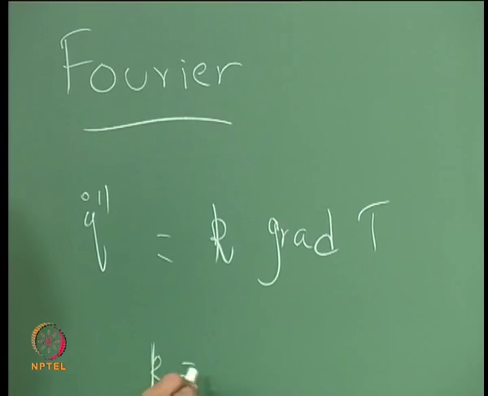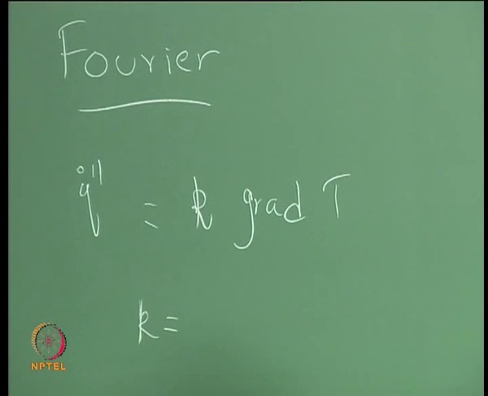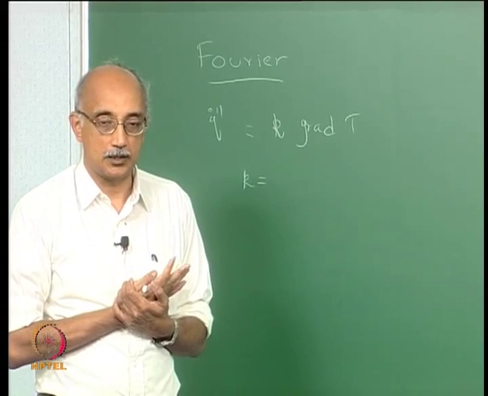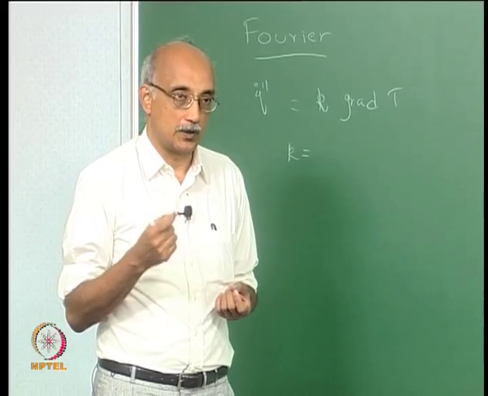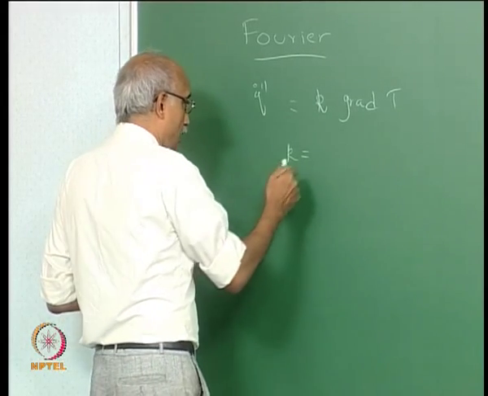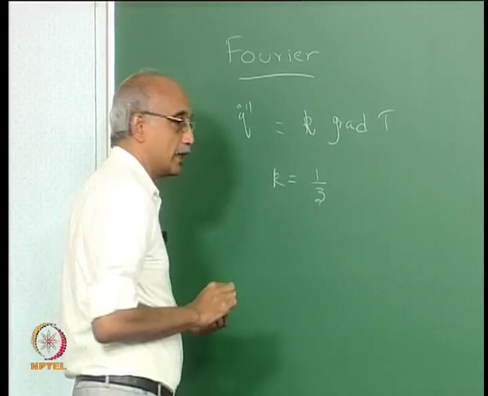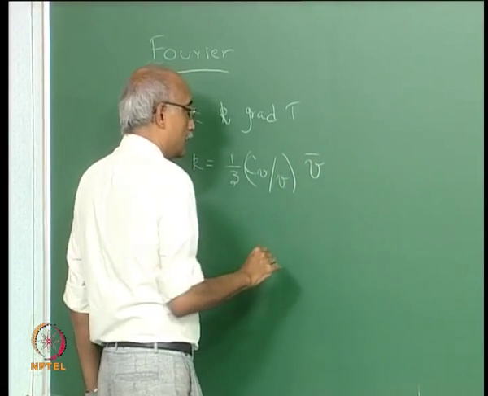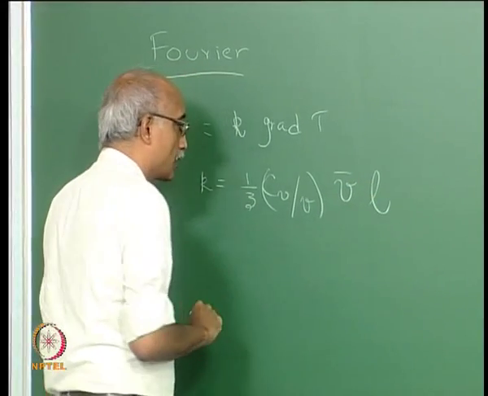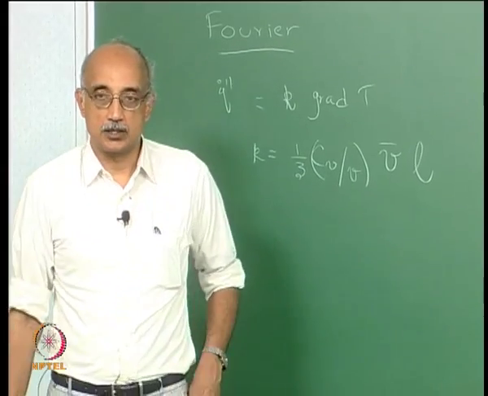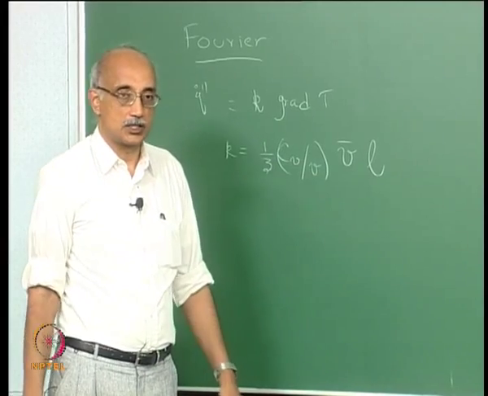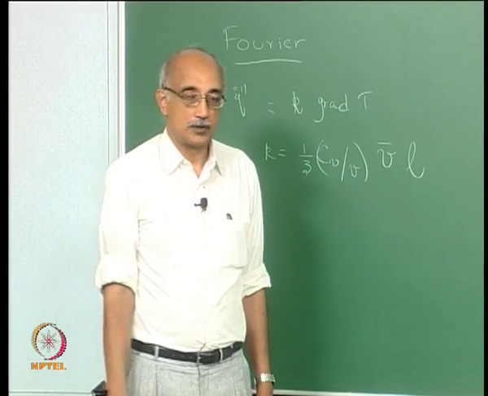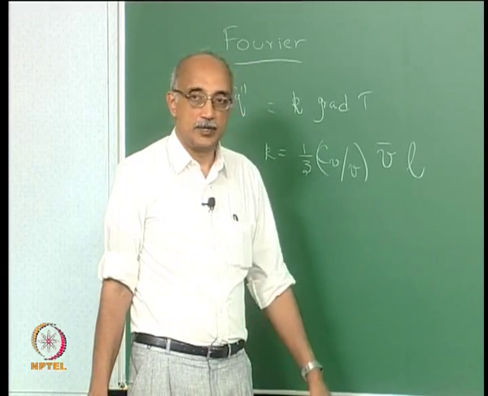Here, thermal conductivity K can either be obtained experimentally. All you have to do is look at heat flux as a function of temperature gradient, and you can extract thermal conductivity using that technique. Or you can also estimate it based on molecular level data. In fact, the definition of K from a molecular viewpoint is 1/3 times CV over V times V bar times L, where CV is the heat capacity at constant volume. And so CV by V is essentially the heat capacity per unit volume. V bar is the mean velocity of the molecules or the particles, and L is the mean free path.